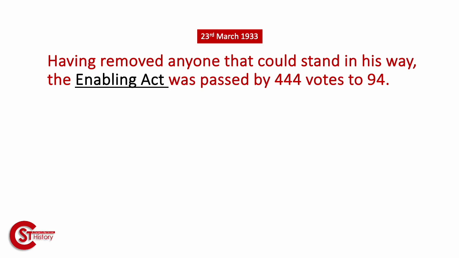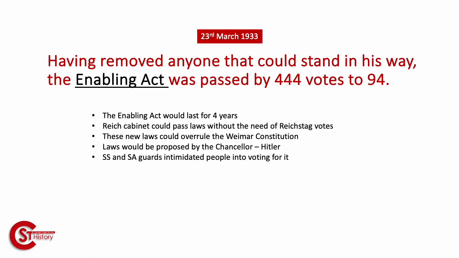Who knows? All we know is that on the 23rd of March 1933, they voted for this Enabling Act, which has now given Hitler complete power. So to summarise, the Enabling Act: for the next 4 years, Hitler can pass any law he wants without the Reichstag voting on it. These new laws can change the constitution, and they will be proposed by Hitler. And when he says it, it's official. And then, of course, we've got the SS, the black shirts, the terror squads, and the SA, who are going to be able to intimidate people into voting for this thing.